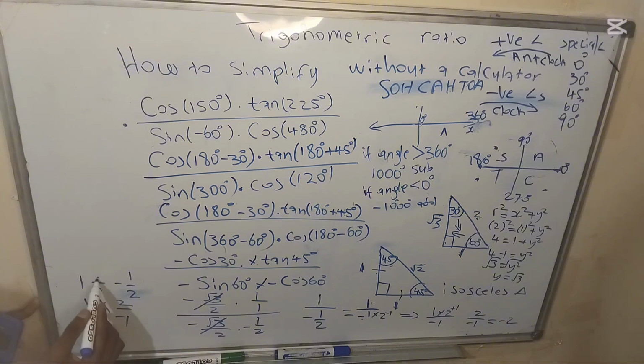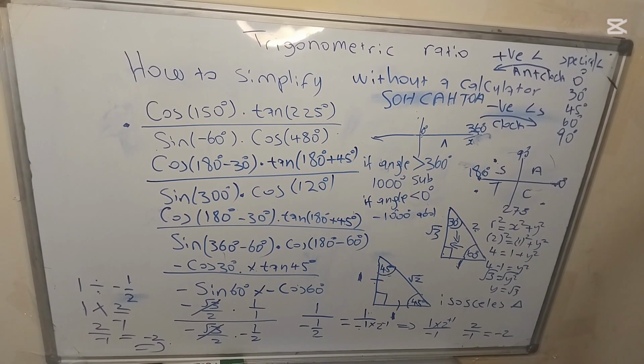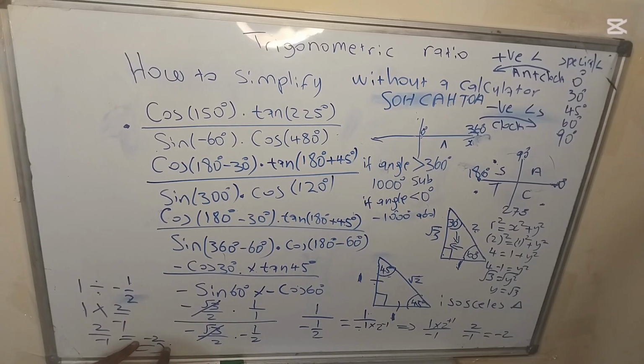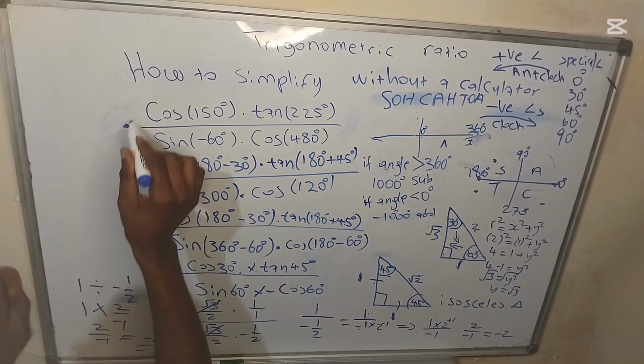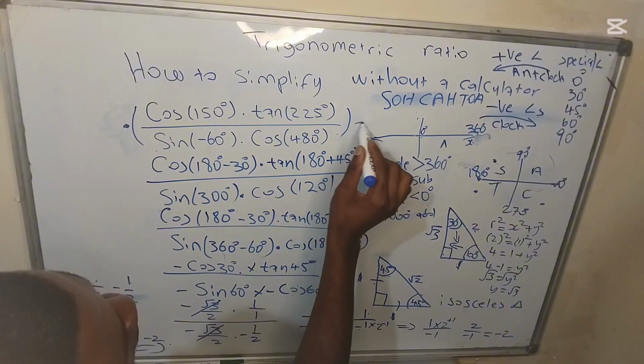Remember, if you change this sign to a multiplication sign, it means that the numerator will become the denominator and the denominator will become the numerator. They will just be twisted. So 1 multiplied by 2 is equal to 2 divided by negative 1. Then 2 divided by negative 1 is equal to negative 2. Because our answer is equal to negative 2, the simplification of this whole thing is equal to negative 2, guys.